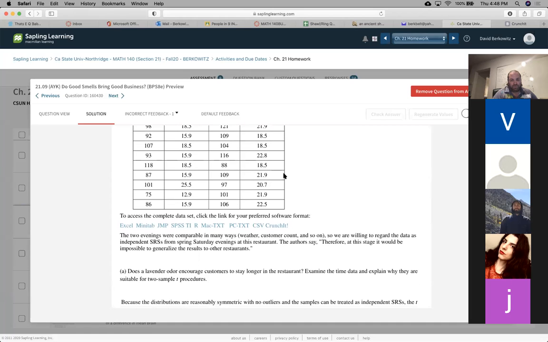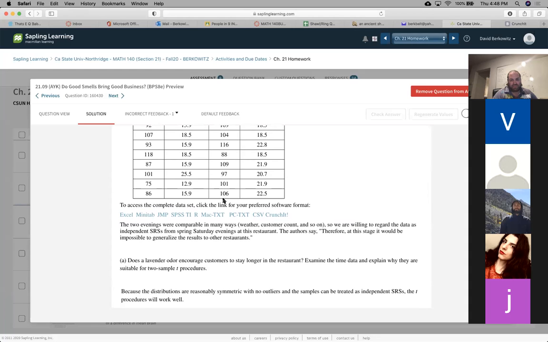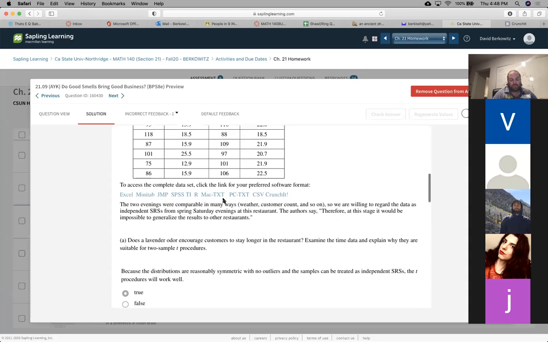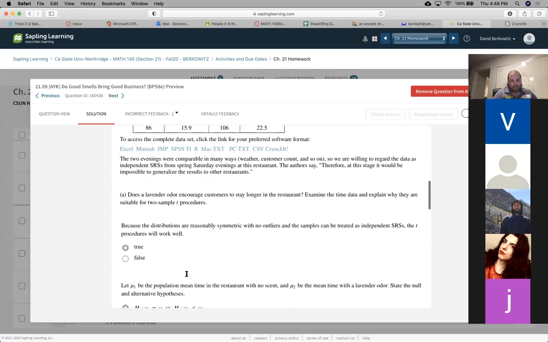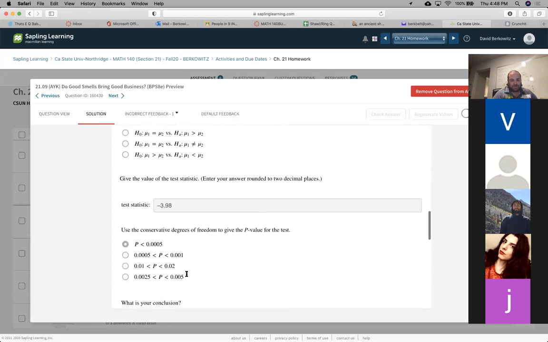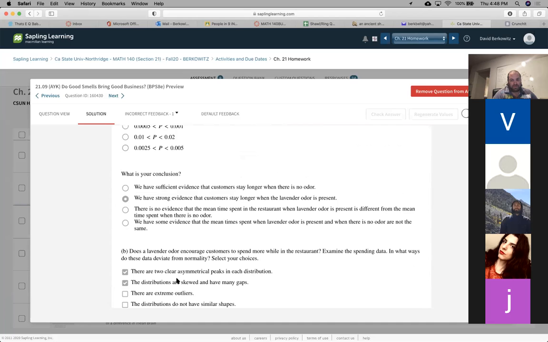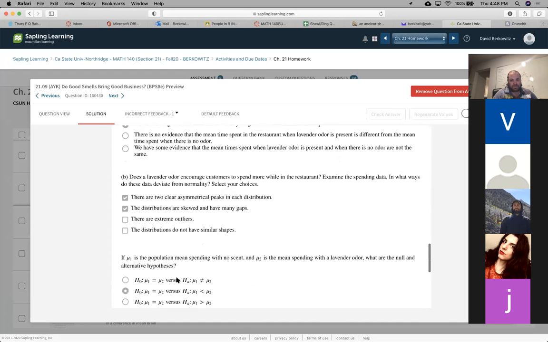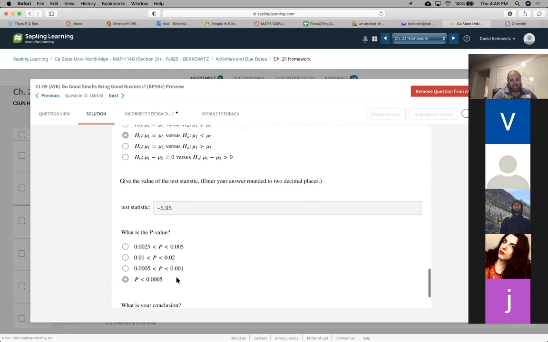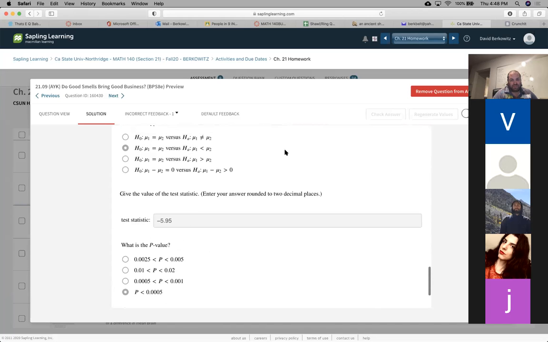Because the distributions are reasonably symmetric with no outliers, and the samples can be treated as independent SRSs, the T procedure works well. True or false? Did you say true for that one? No, the last part of the entire thing, the bottom of the page. Yeah, that part. This part? Yeah, you can keep scrolling down. There we go.